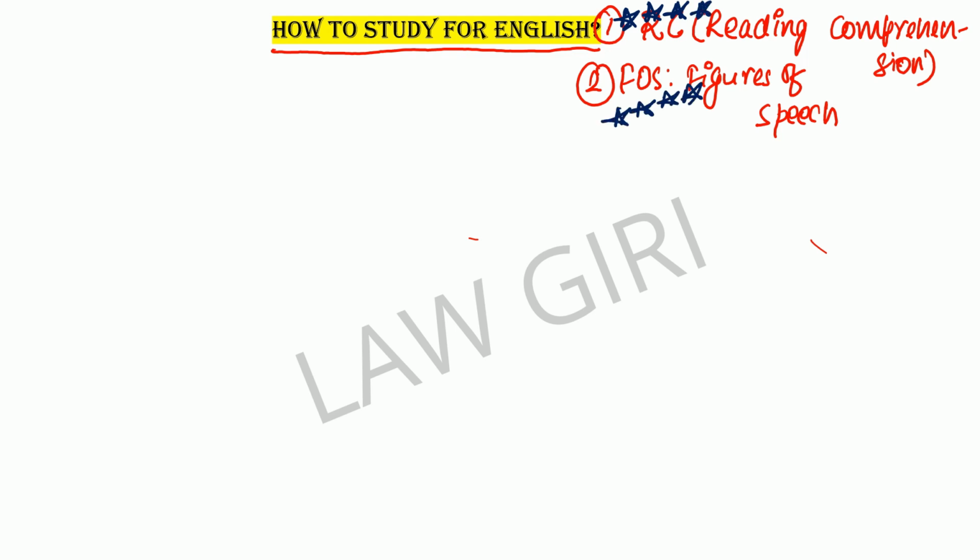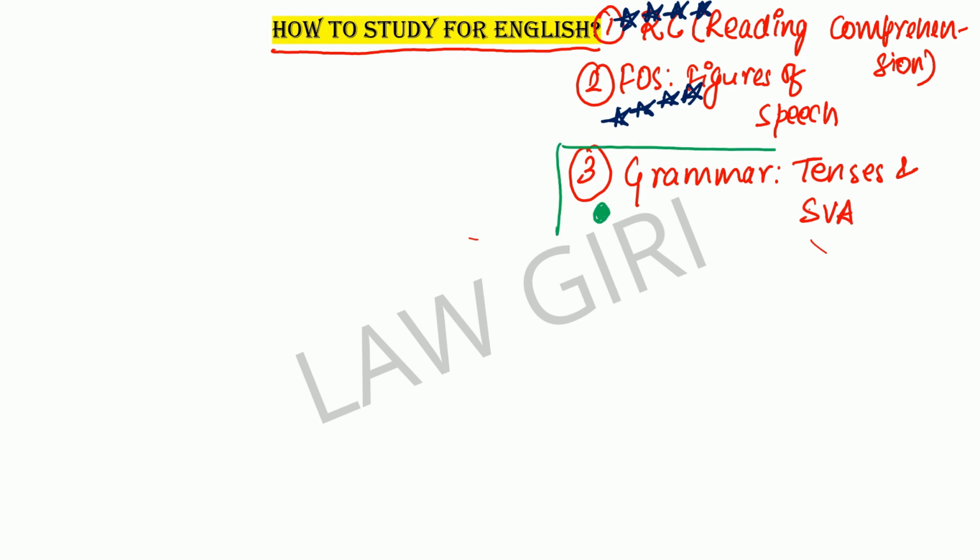If I do it like this, and then you have your grammar. Then your grammar comes in. So the most important topics for us are reading comprehension, and after that figures of speech. In grammar we just have to cover tenses and subject verb agreement. This too is a circle. This is put in a box because this is not important.